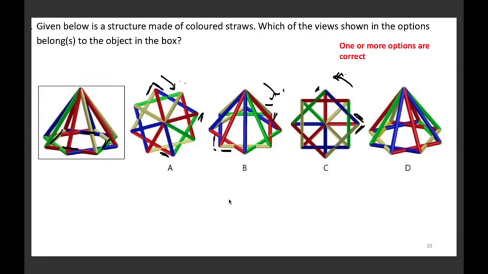Let's see the other one. So yeah, yellow, blue, red, yellow. Sorry, one second. Yellow, blue, green, and red. Yellow, blue, green, and red. D is fine so far. Next, we'll move to the next one.